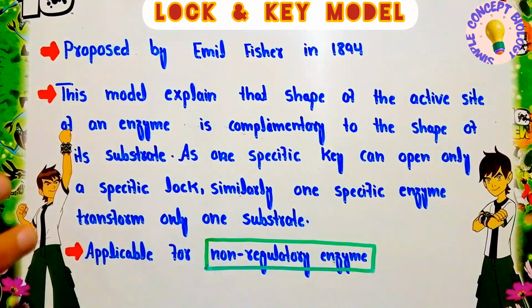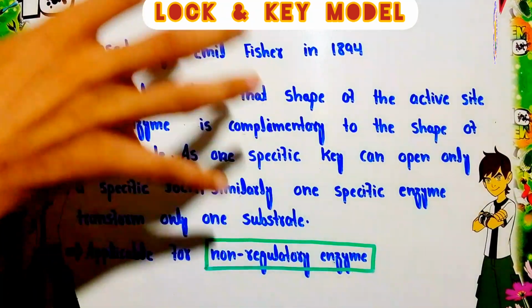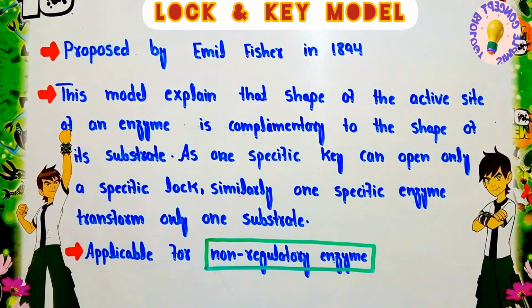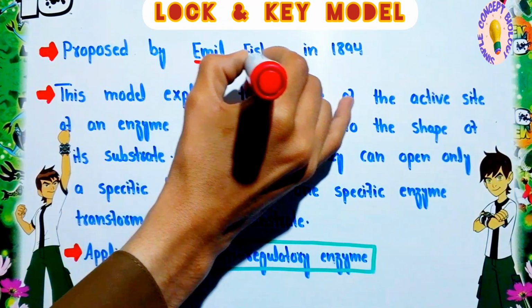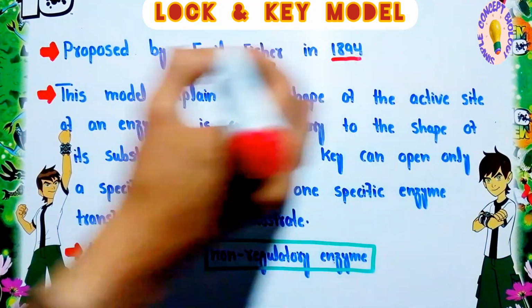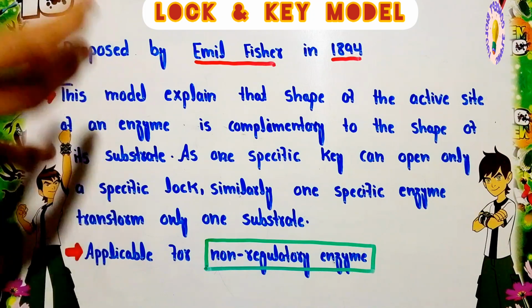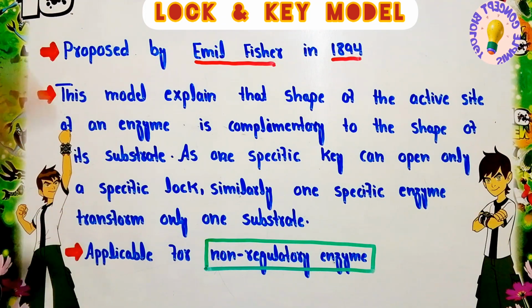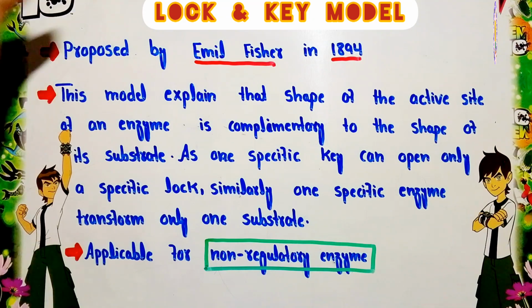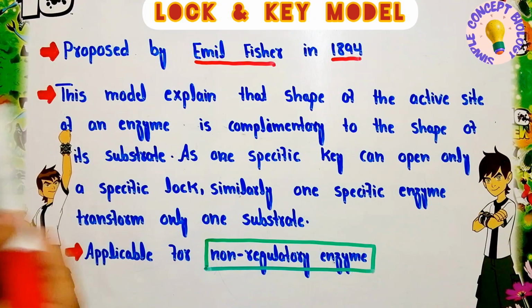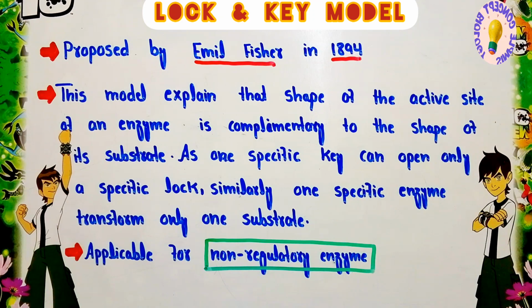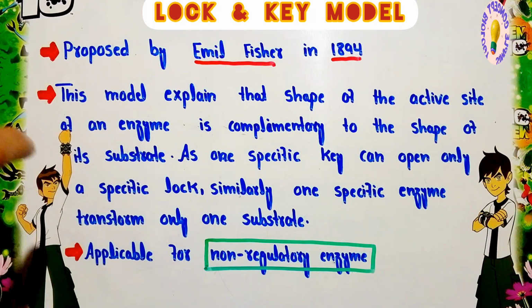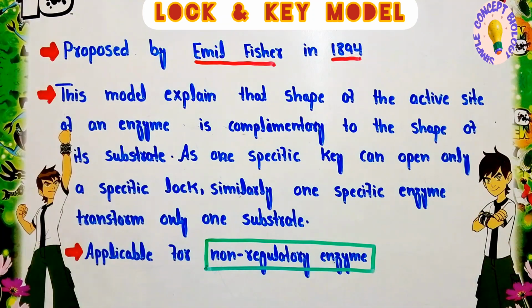Now, after understanding the concept of the lock and key model, let us discuss the theory of the lock and key model. The lock and key model was mainly proposed by Emil Fischer in 1894. So this is the concept proposed by this scientist, and its date of presentation. Now, what is the statement of the lock and key model? This model explains that the shape of the active site of an enzyme is complementary to the shape of its substrate. It means that the shape of the substrate is similar to the active site of an enzyme, so only this substrate is converted into the product.